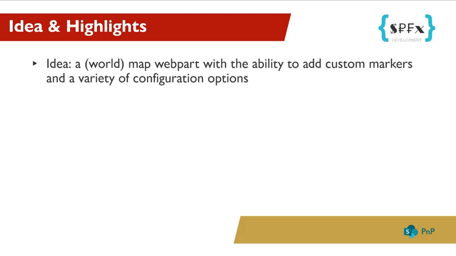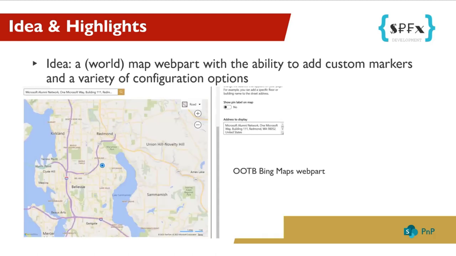As the name says, this is a web part that displays a world map. Now you might think, wow, Sergey, that's nothing new. It already exists by default in SharePoint. Yes, of course it does, but the default Bing Maps web part has very few configuration options. The only possibility is to define a label and whether it should be displayed or not. And of course, the position or address itself. Here we can see what the standard web part looks like, so everyone understands what I mean.